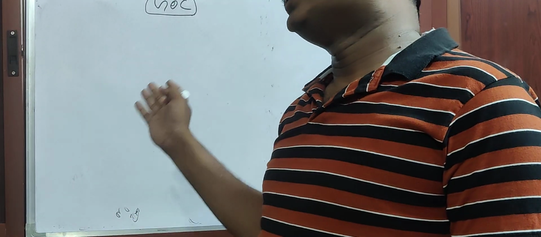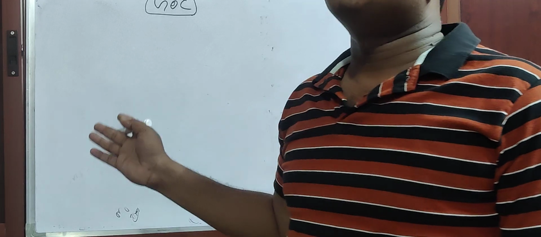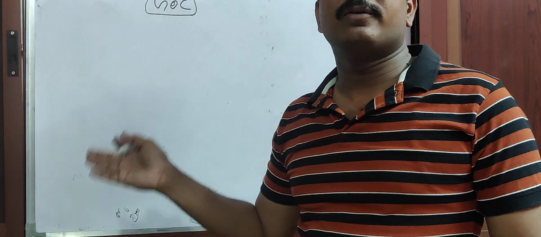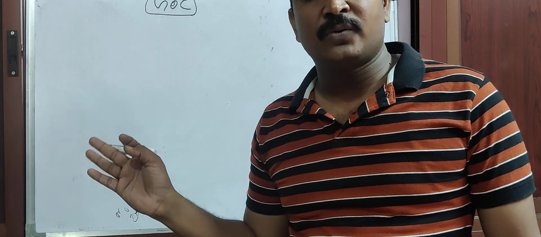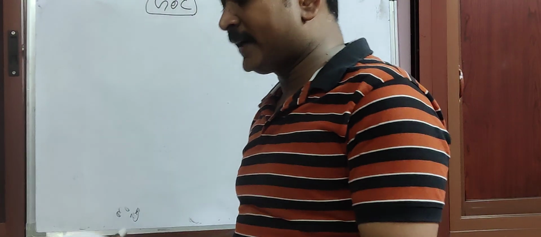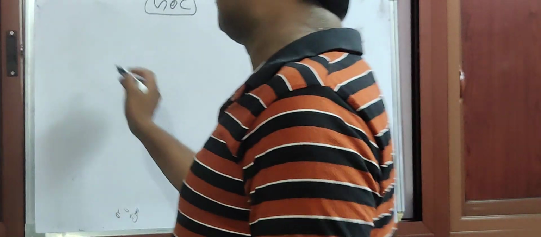Next after that I will discuss the stability of the carbocation, carbanion, and free radical. These are what we have to discuss. First I will discuss the topic electrophile. What is an electrophile?